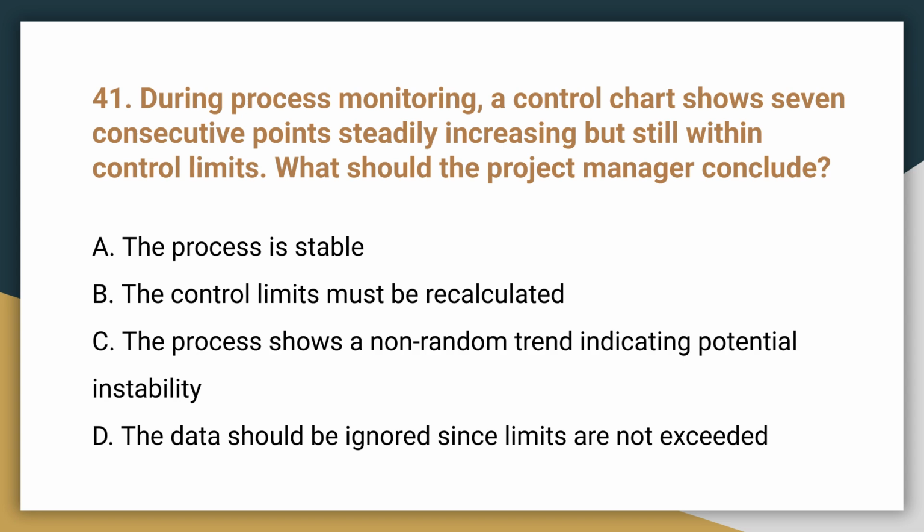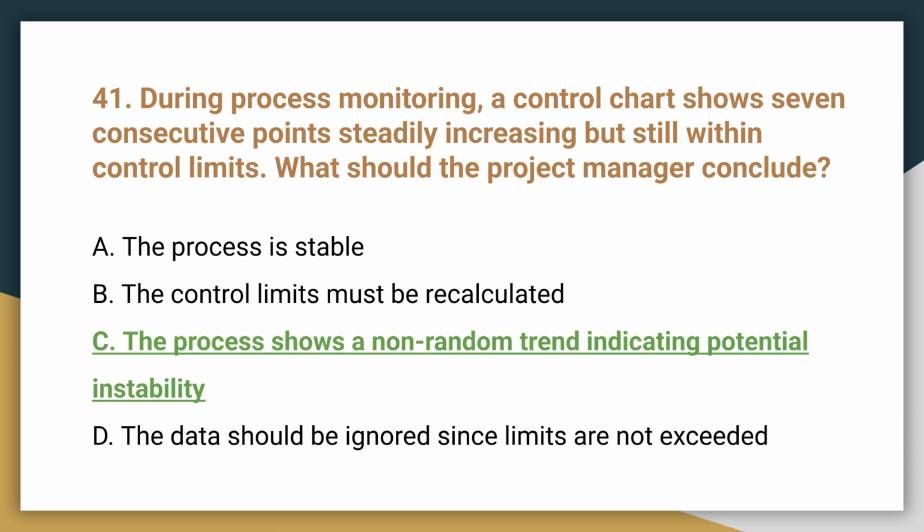Question 41. A control chart shows 7 consecutive points steadily increasing but still within limits. What should the project manager conclude? The correct answer is C. The process shows a non-random trend indicating potential instability. This trend within control limits suggests special cause variation that needs investigation.